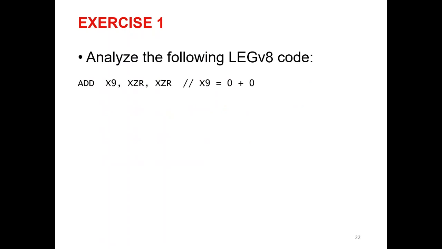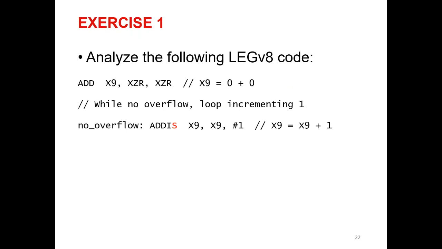Let's analyze the code. The first instruction is clear. We are just adding 0 plus 0 and putting this value in register 9. Then what we are doing next is, while there is no overflow, we increment the value of register 9 with 1. So this loop will happen again and again until we reach the maximum positive value for register 9 after adding 1, 1, and 1.